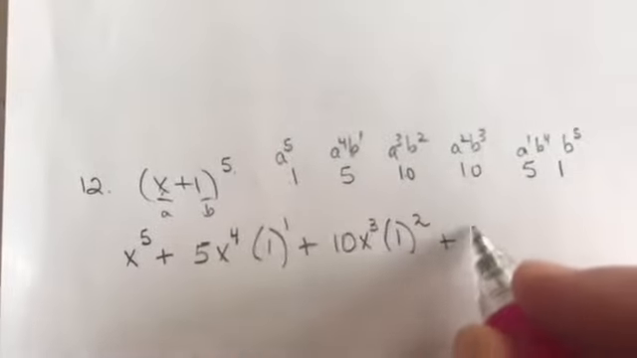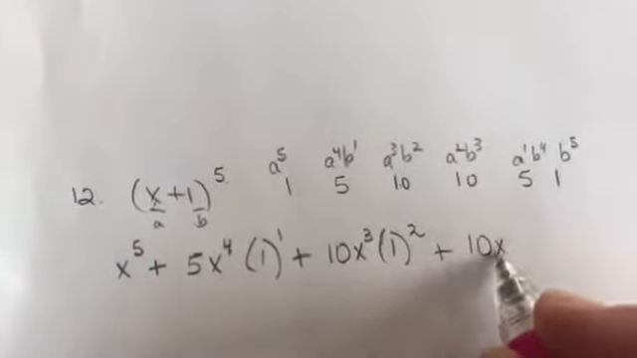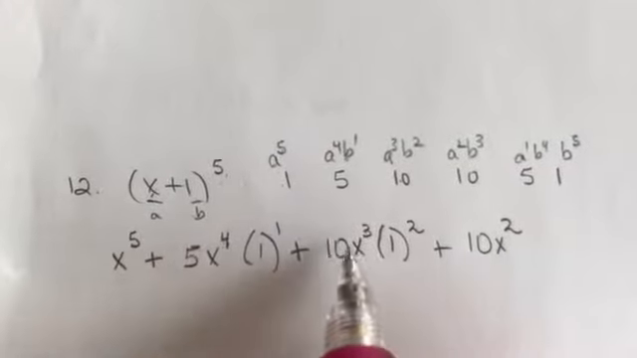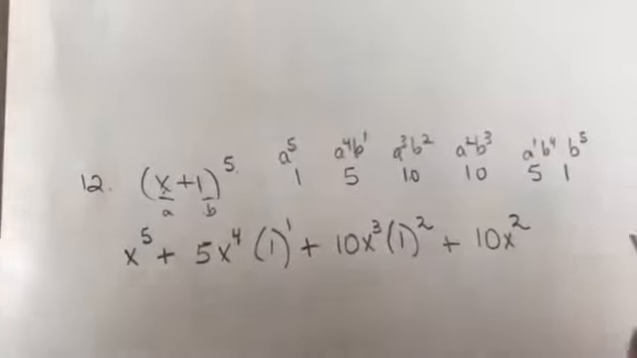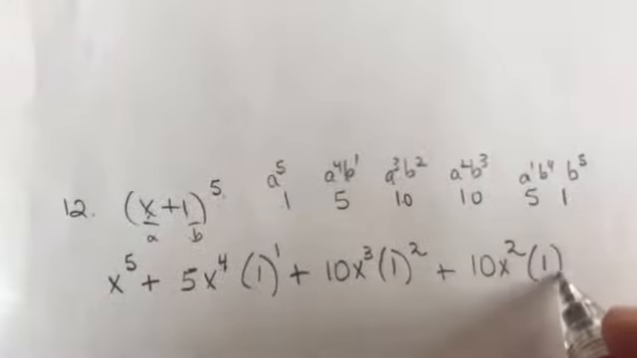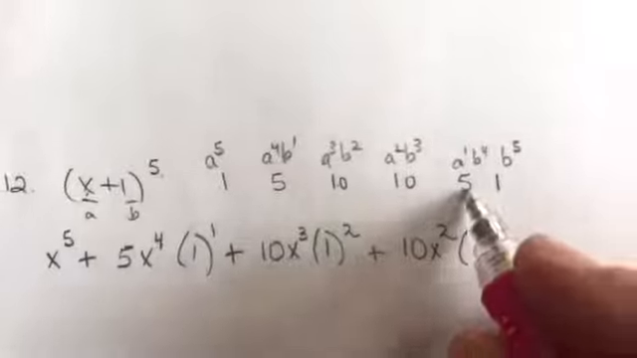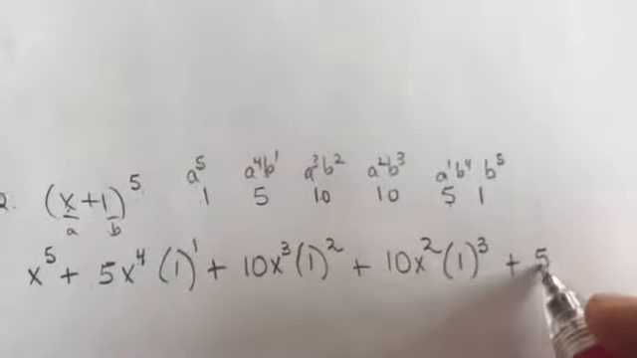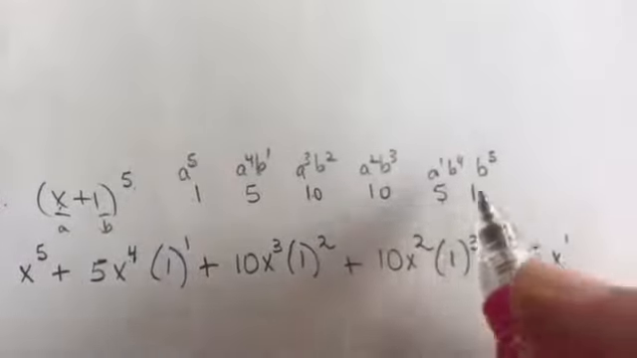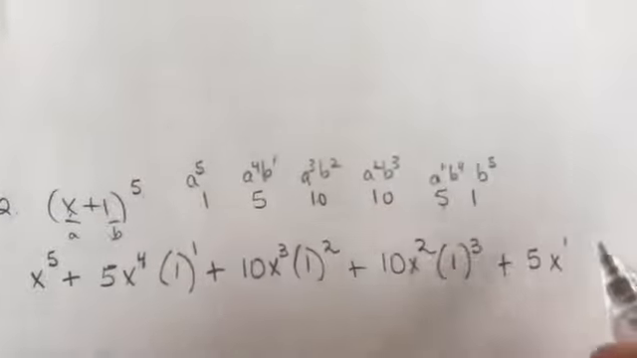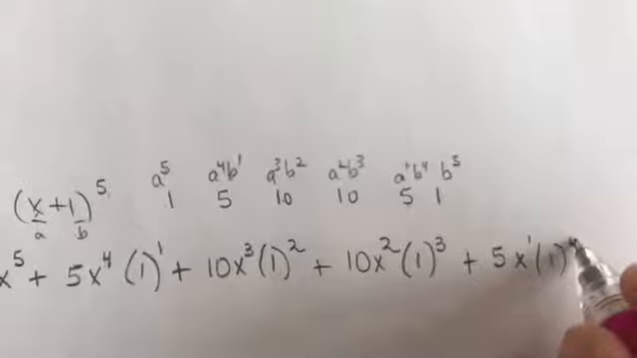Okay, my next term, start with a 10. It's going to be my first term to the 2nd power. See how it's going down? X to the 5th, x to the 4th, x to the 3rd, x to the 2nd. And it's going to be my second term to the 3rd power. And they're going up. Then I start with a 5, x to the 1st, because it says take your first term to the 1st. Take your second term to the 4th, so it would be 1 to the 4th.